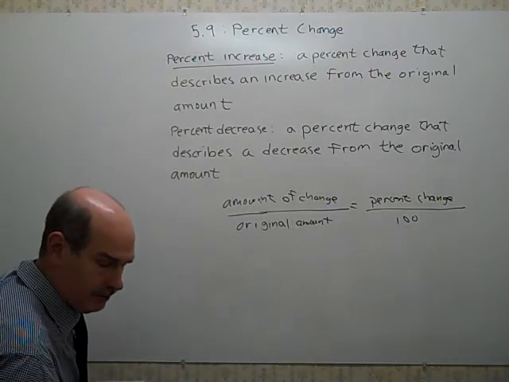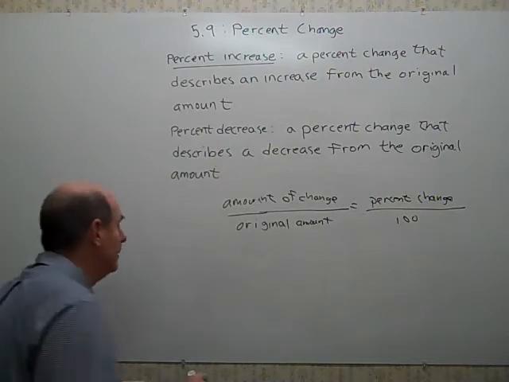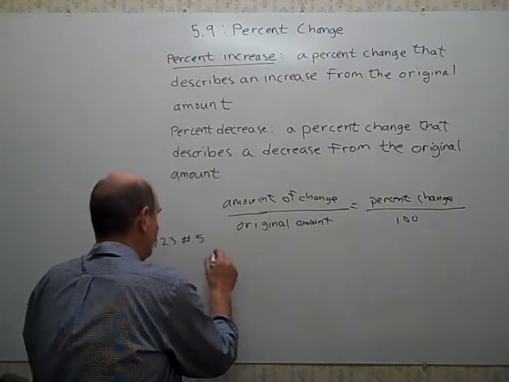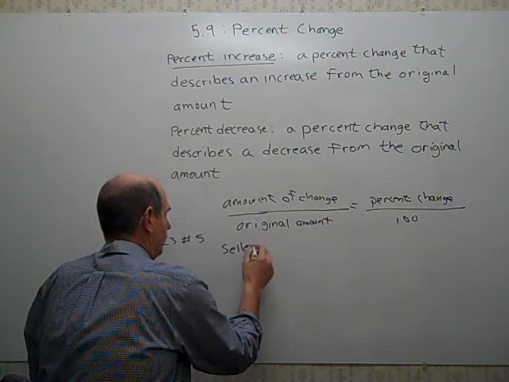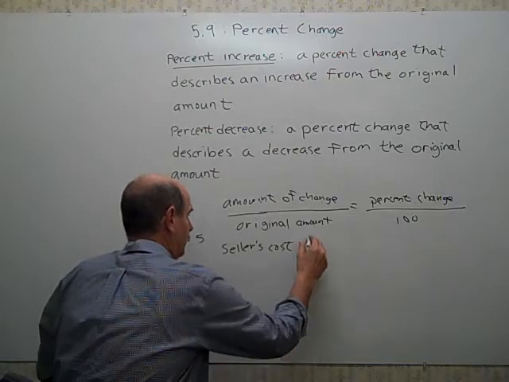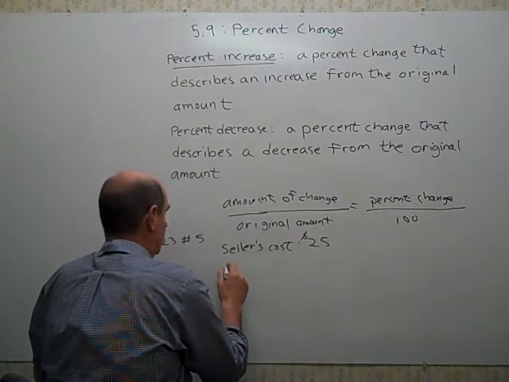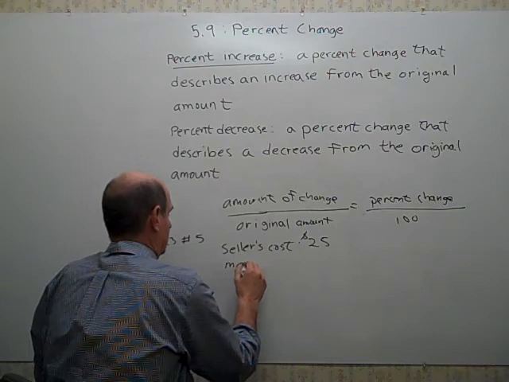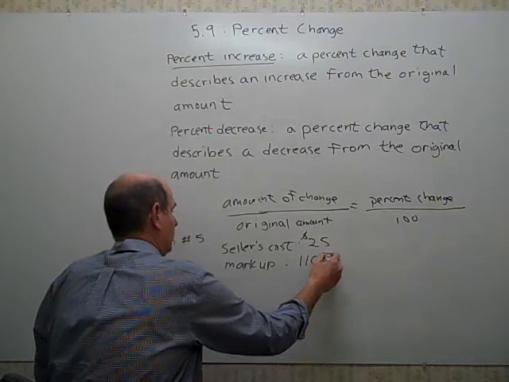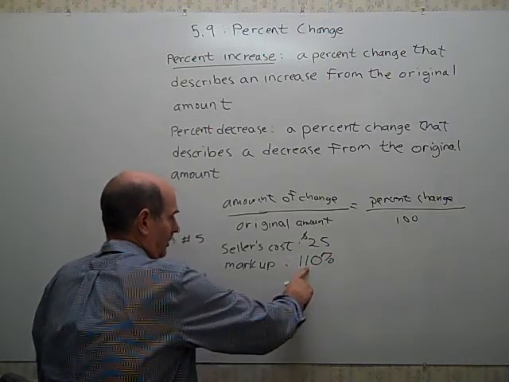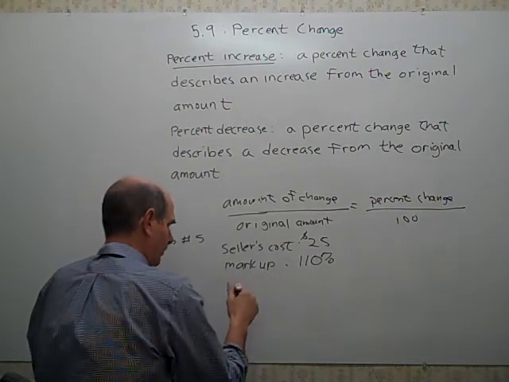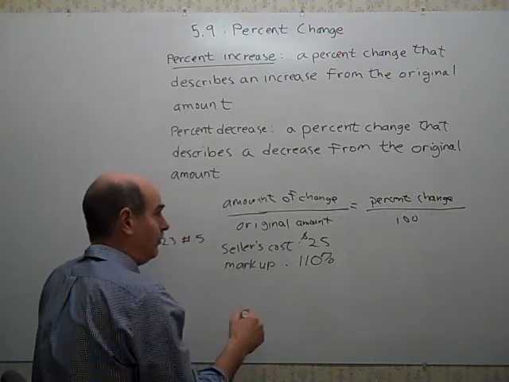This is a rather elaborate question. It's from page 123, number 5 on page 123, and it has many steps. It talks about a seller who buys something to sell. So he's actually a buyer and a seller, but he buys something for $25, and then he marks it up at 110%, so he more than doubles the cost. We'll see. But that gives you an estimate that it's going to be about $50 plus.